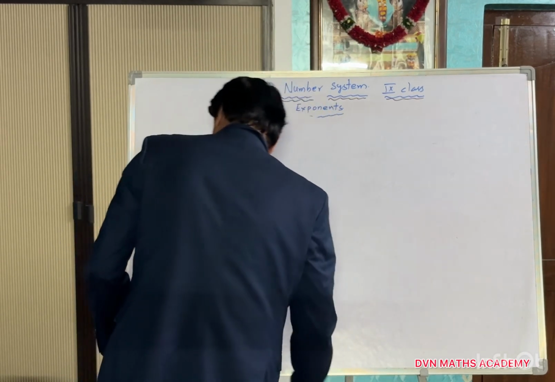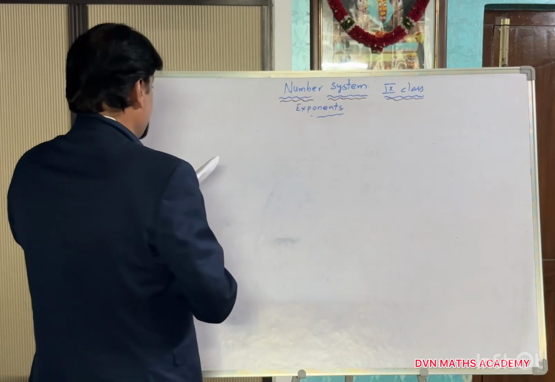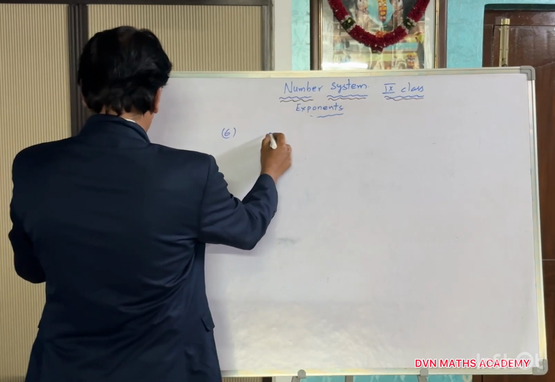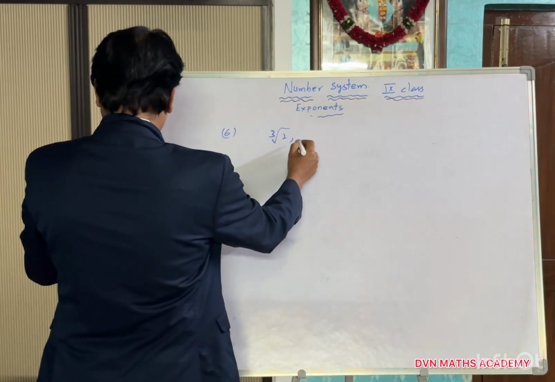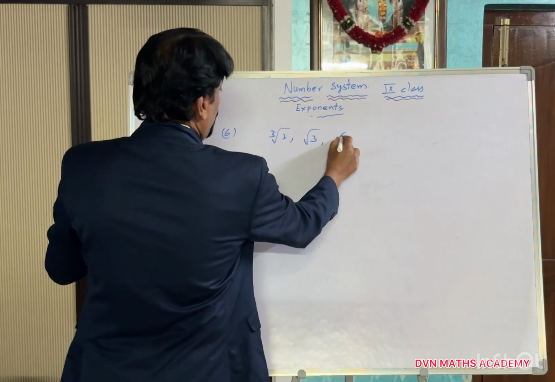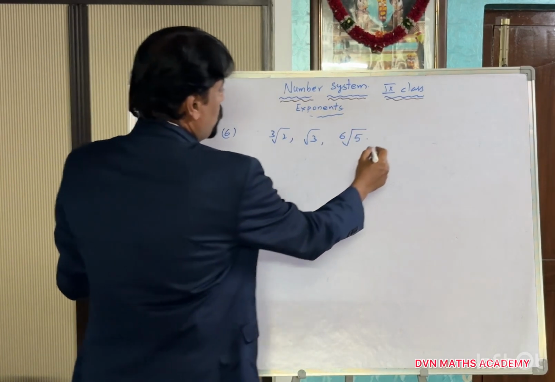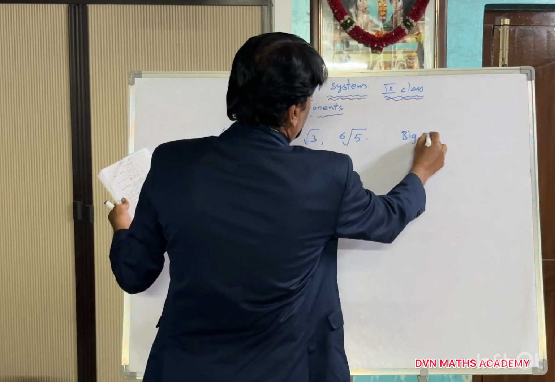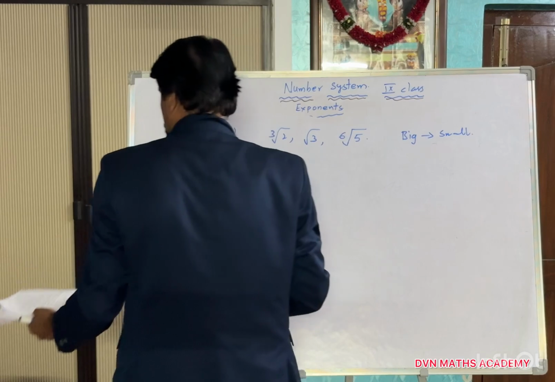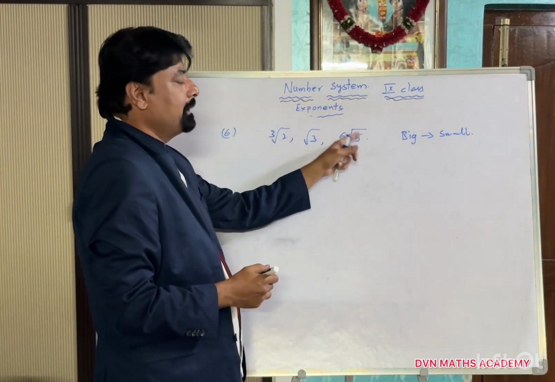Here three values are given. My sixth question is on three values. That is the third root of 2, root 3, and the sixth root of 5. You want to write these in descending order, big to small. So third root of 2, root 3, and the sixth root of 5.